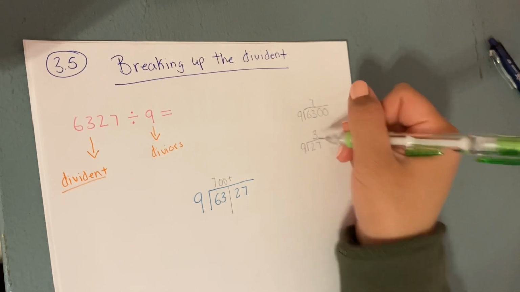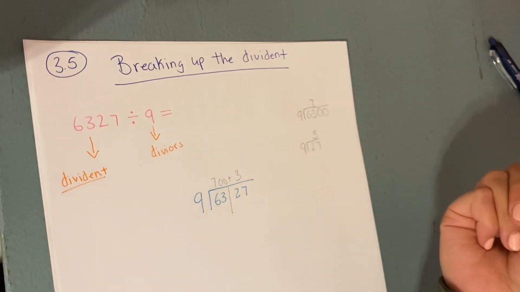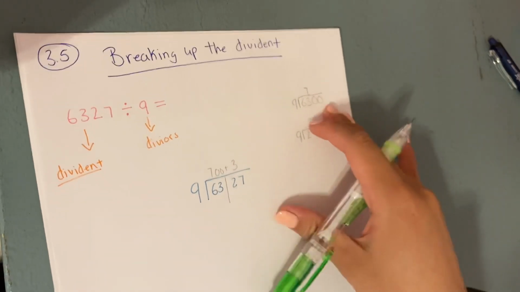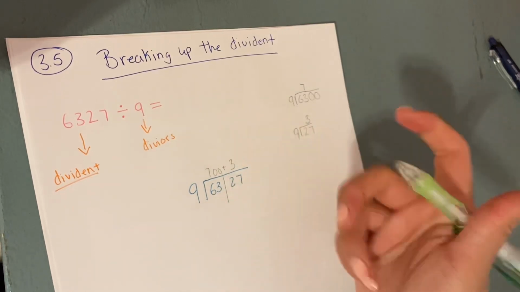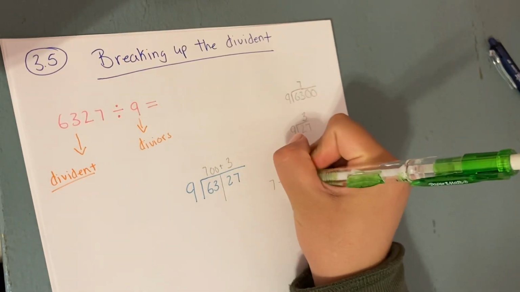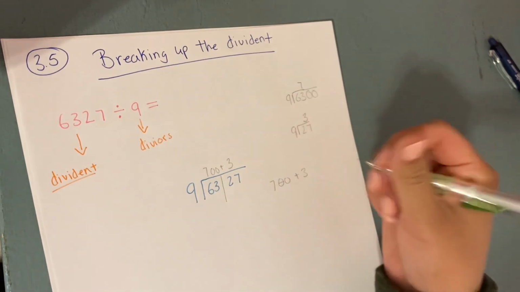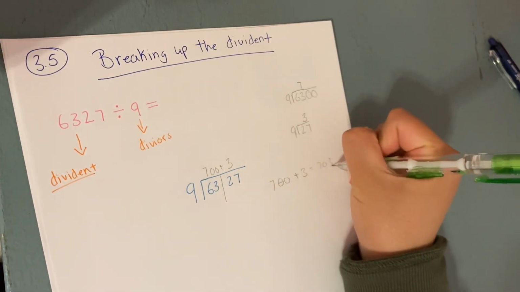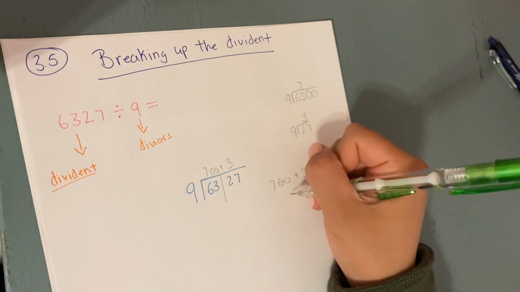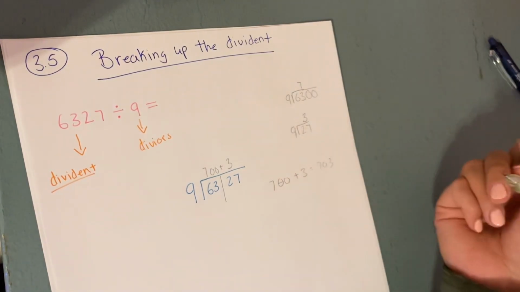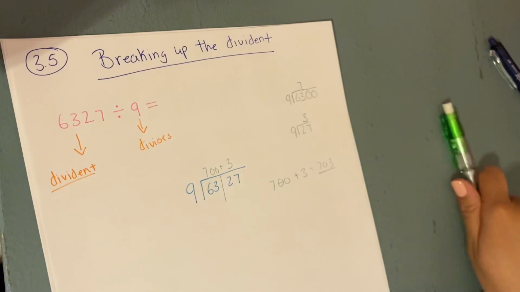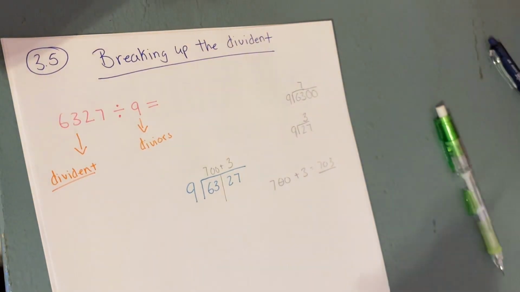So with that being said, we're going to bring the 3 over. And remember, we're going to go ahead and add this at the top. So it's going to be 700 plus 3, which is going to give us 703. Remember, because this is already in the ones place. So we're going to bring the 3 over. So our answer is going to be 703.